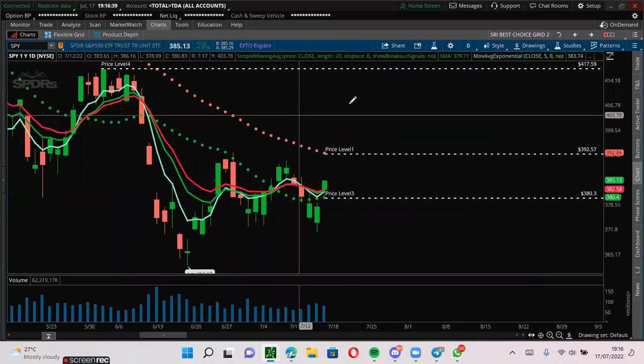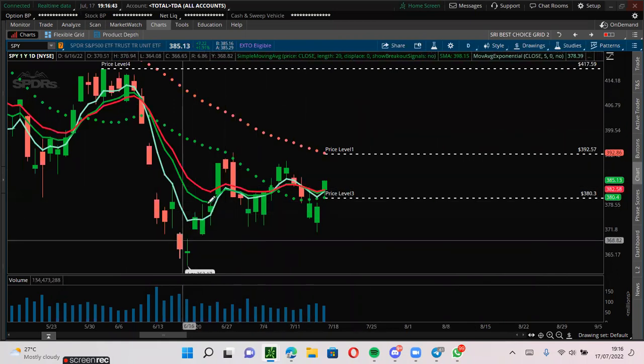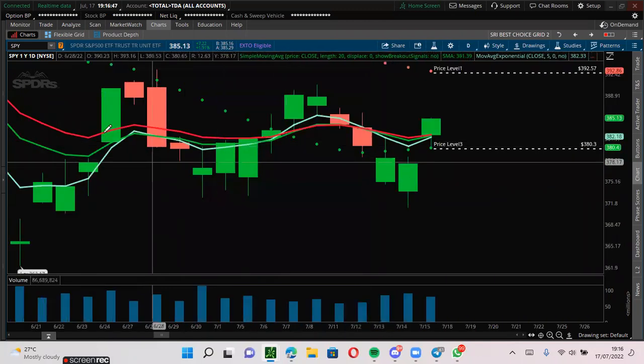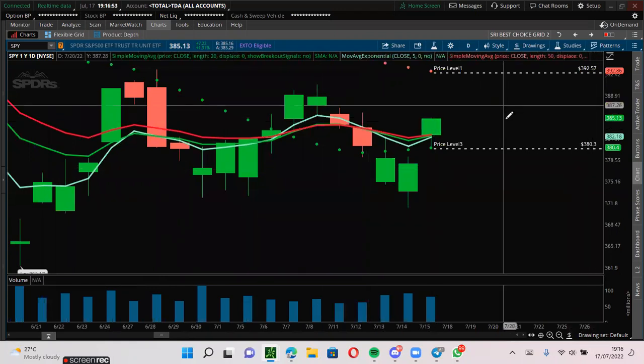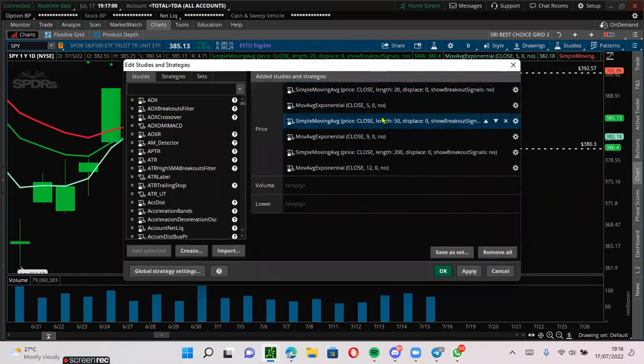Now if you see on the daily, the stock is in a consolidation phase. What we saw from last week, I'm trying to see the trend of this stock. So I added simple moving averages 5, 20, 50, and 200. At the same time, exponential 5, 9, and 12.